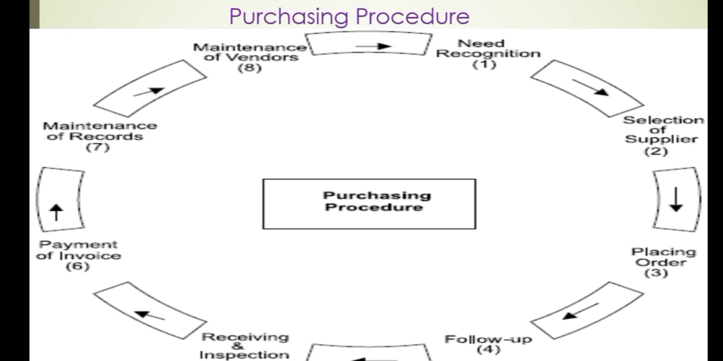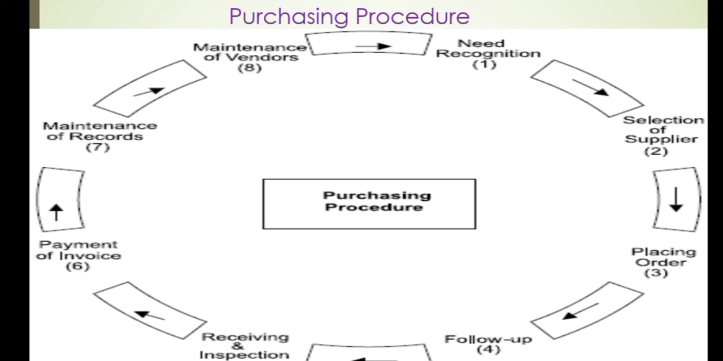Next, receiving and inspection of materials. The receiving department receives the materials supplied by the vendor. The quantity is verified and compared with the purchase order. The receipt of materials is recorded on specially designed receiving slips or forms, which also specify the name of the vendor, and the purchase order number will also be checked by the concerned department.